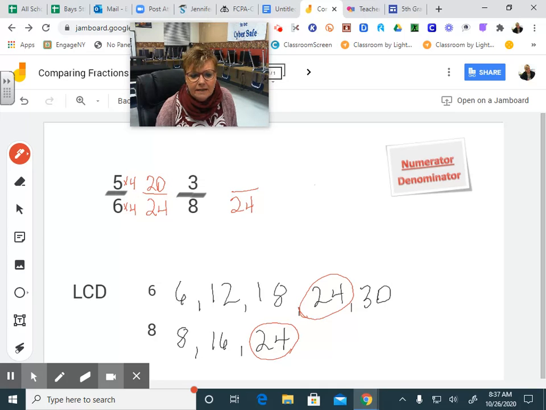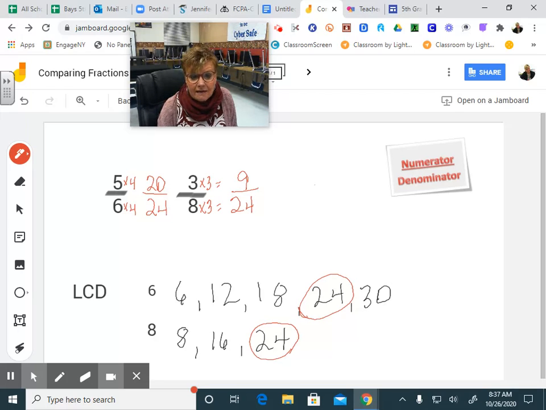Here, what did we say? 8 times 1, 2, 3. So 8 times 3 is 24. So 3 times 3, be fair, keep them equivalent, is 9. So now a new question is 20 24ths compared to 9 24ths.